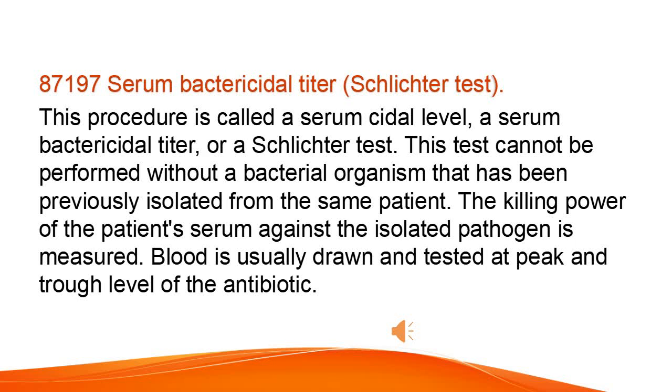Serum bactericidal titer, Schlichter test. This procedure is called a serum cidal level, a serum bactericidal titer, or a Schlichter test. This test cannot be performed without a bacterial organism that has been previously isolated from the same patient. The killing power of the patient's serum against the isolated pathogen is measured. Blood is usually drawn and tested at peak and trough level of the antibiotic.